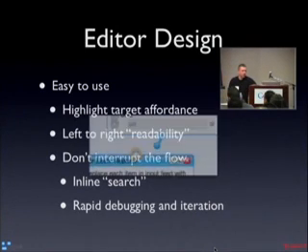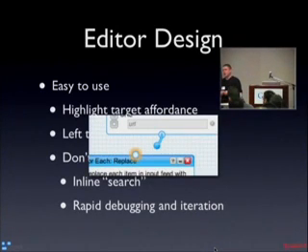So we did this in a number of ways. One was to highlight target affordance. So when you're dragging the lines around, the lovely curvy lines, you're not just randomly connecting them to different terminals and just hoping it'll work. It actually shows you what are the valid terminal types that you can connect to.